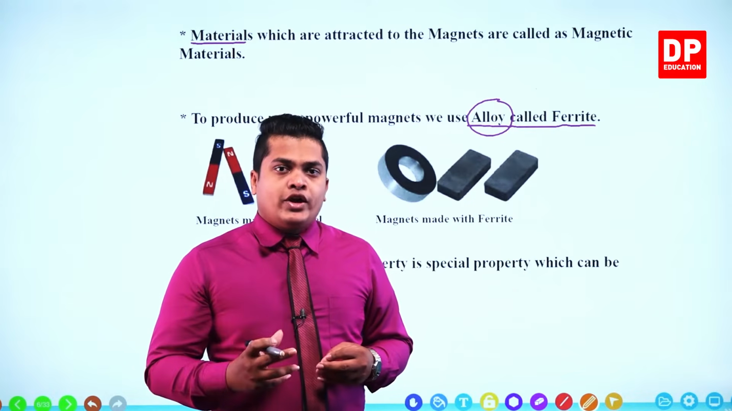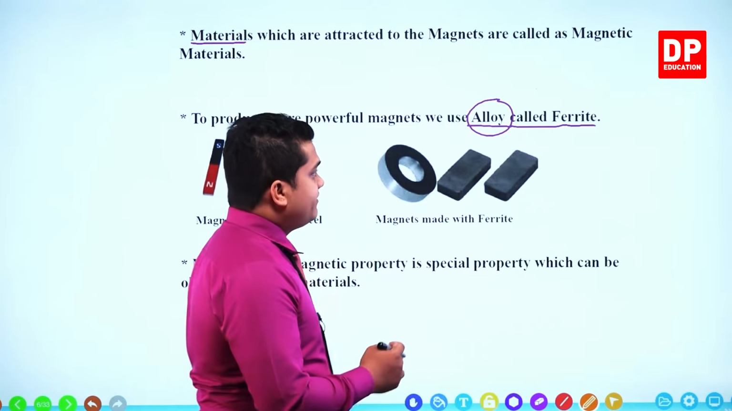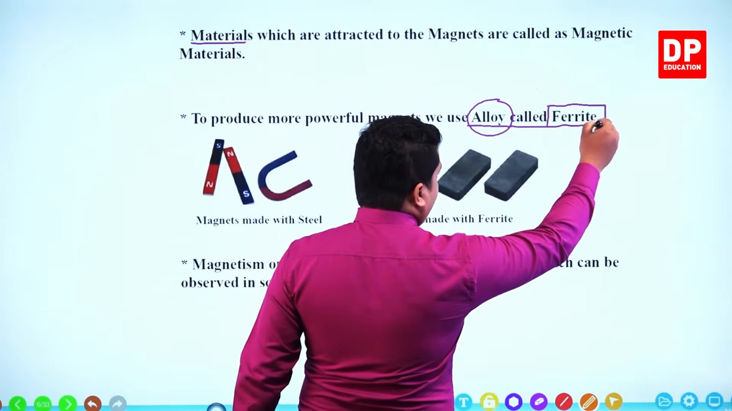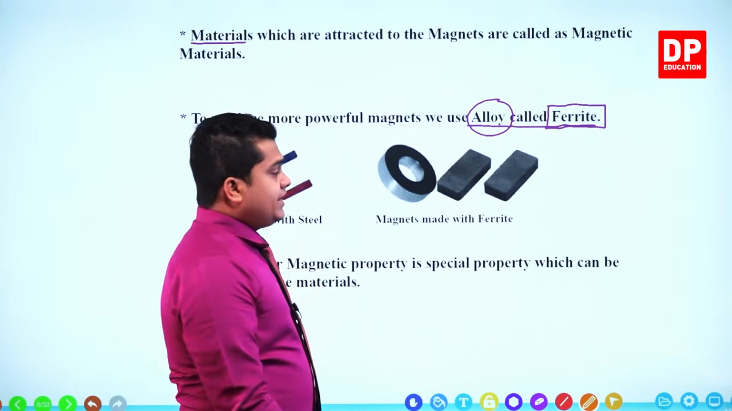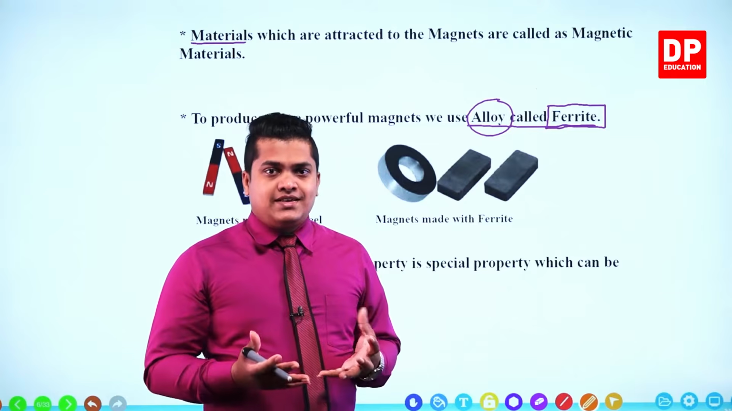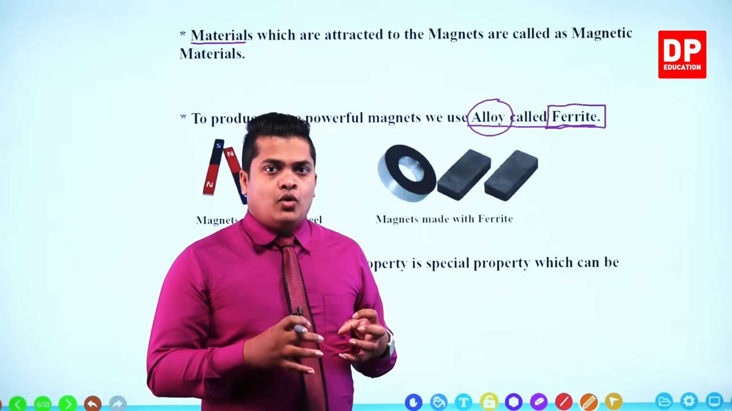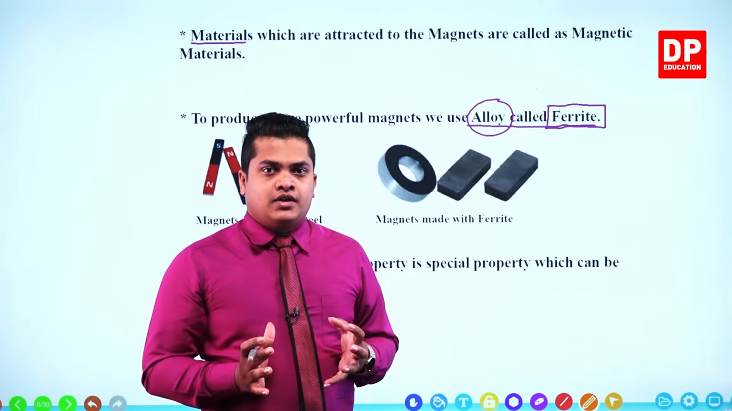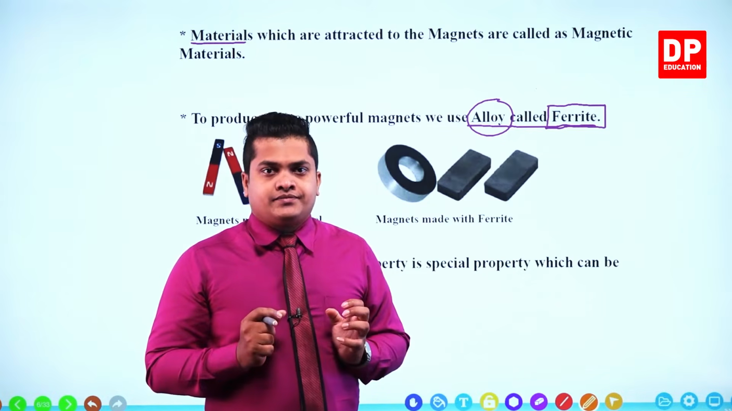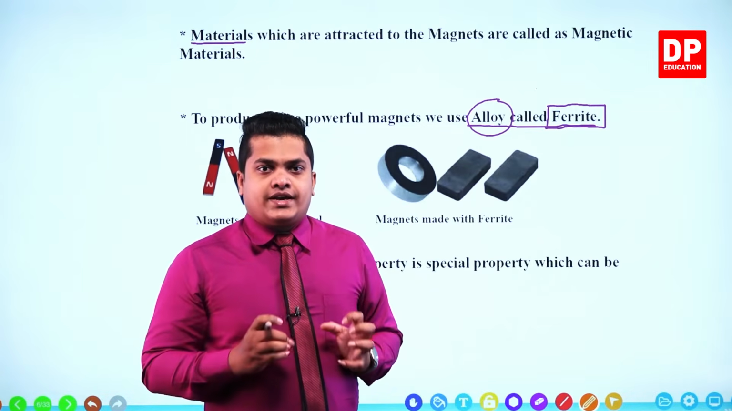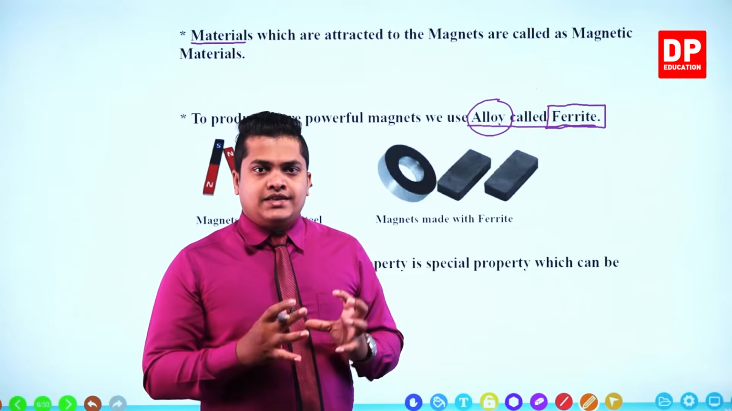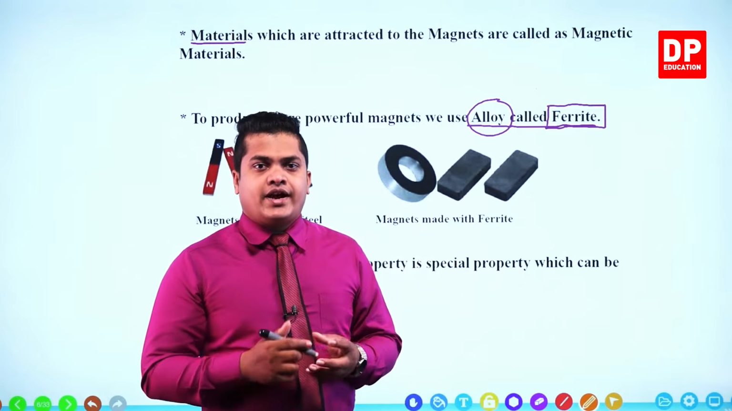So there is an alloy called ferrite. What is that? Ferrite is made by mixing oxygen with iron. We refer to that as iron oxide. So iron oxide results in the ferrite alloy.